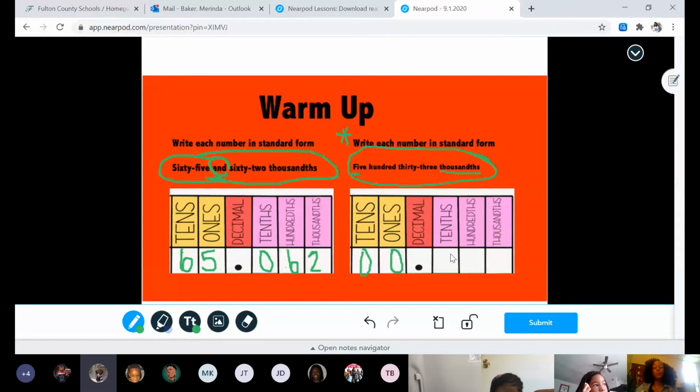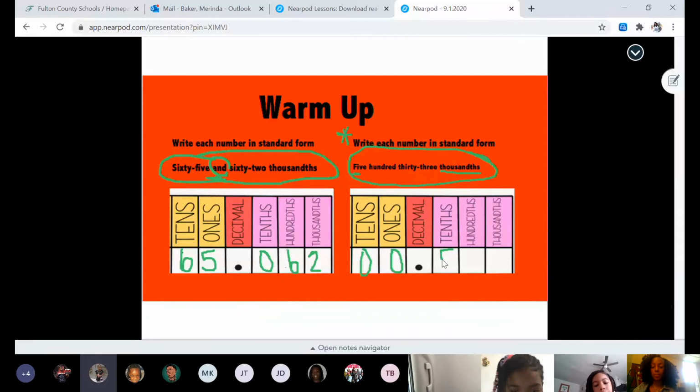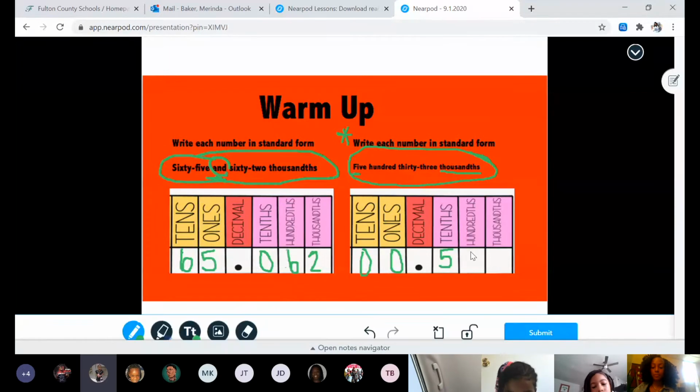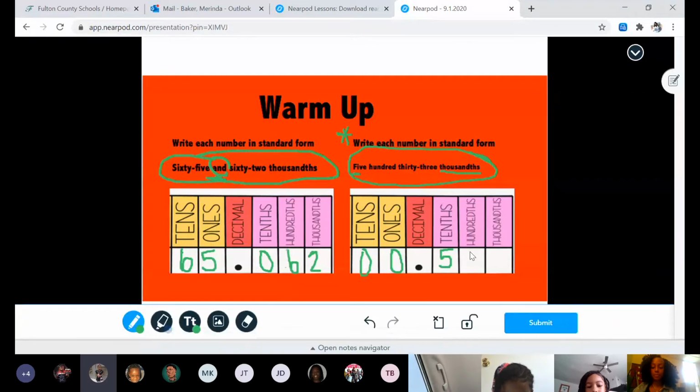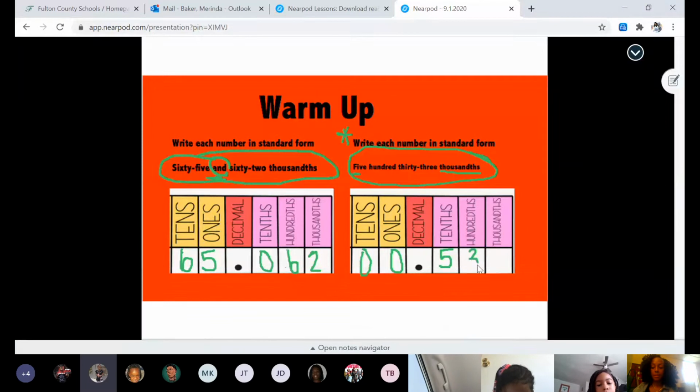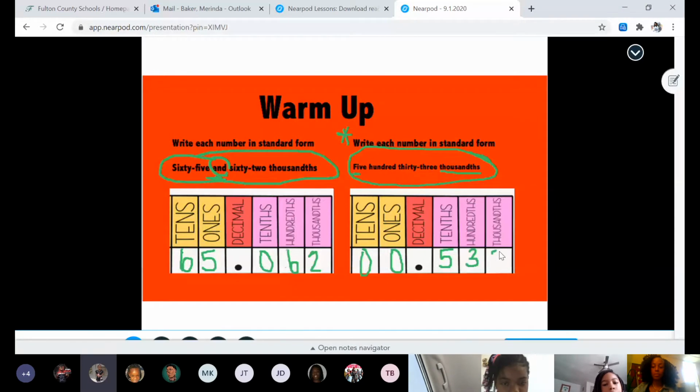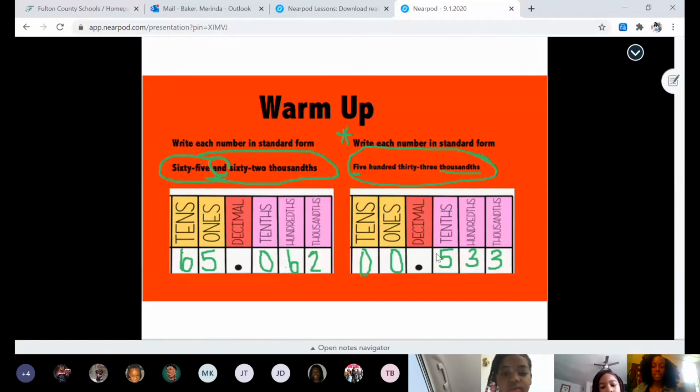In what place, Kendall? You're supposed to put the 5 in the tenth place. Yep, that's correct. What's next? The first 3 in the hundreds. Yep. And the last 3 in the thousands. Yep, great job, Kendall. This is how you will read.